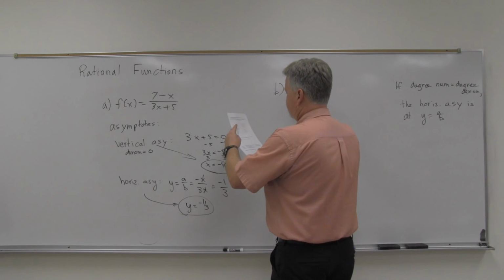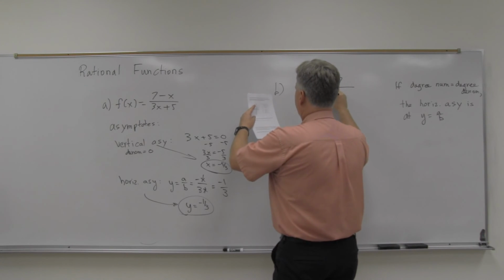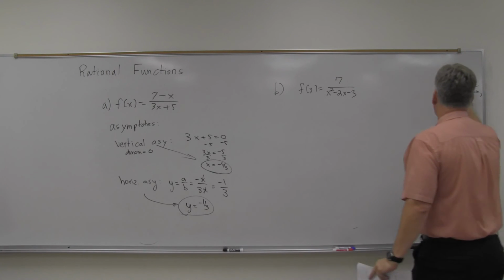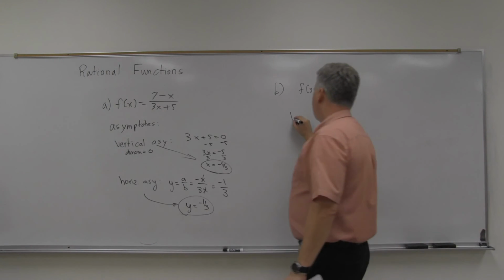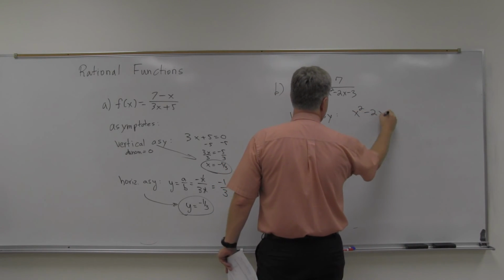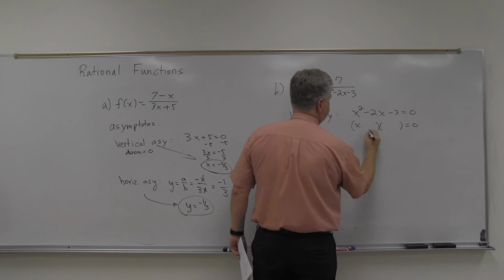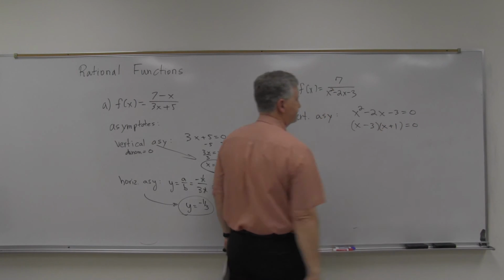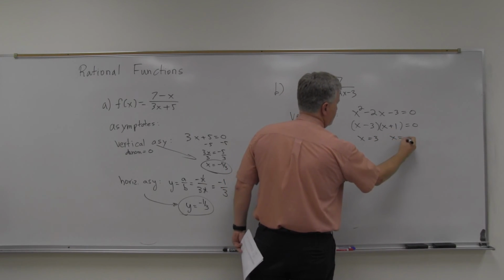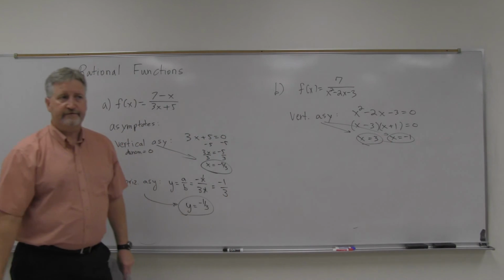Now I have b here because it's got a little bit of a twist to it. F of x equals 7 over x squared minus 2x minus 3. All right, so my vertical asymptote, denominator equals 0. That one factors as x minus 3 and x plus 1. So set that equal to 0, you got x is 3. Set that equal to 0, x is negative 1. So you got two vertical asymptotes in that case.